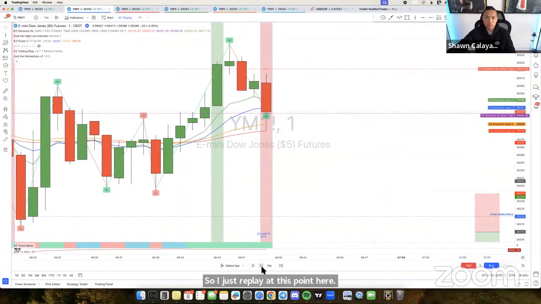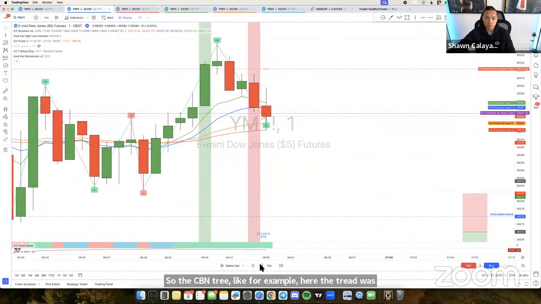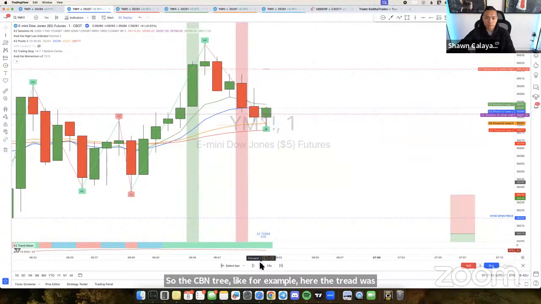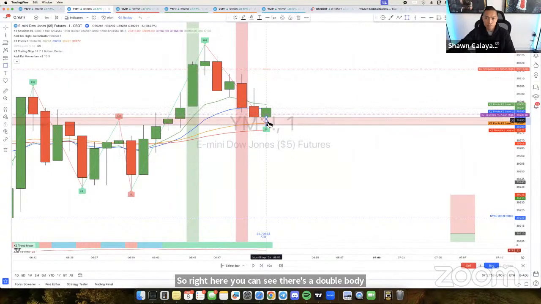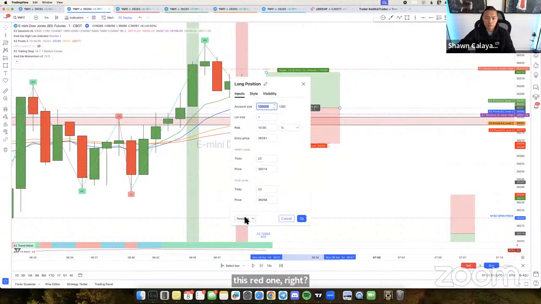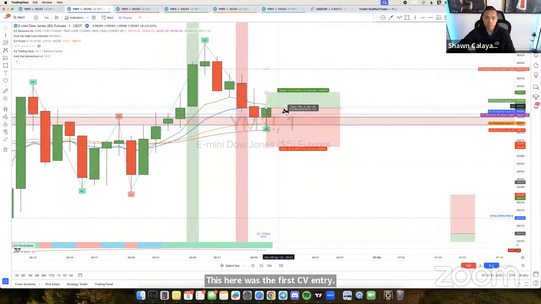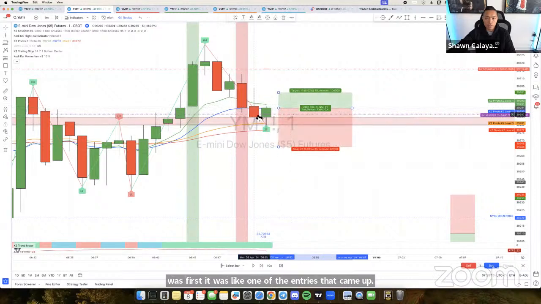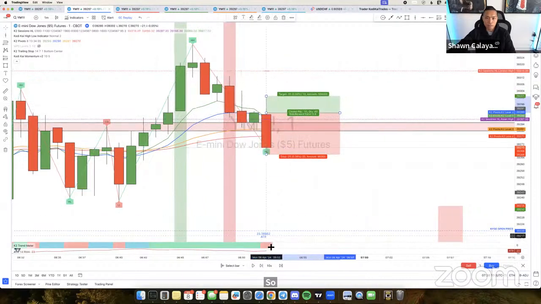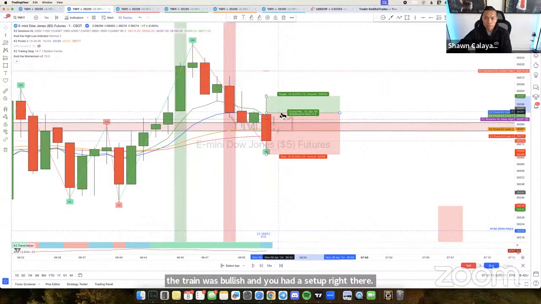So for the CV entry, for example here, the trend was bullish, and you're looking for the low here, followed by a green candle, like a smaller candle. So right here, you can see there's a double body rejection. You can see this green candle is smaller than this red one, right? This here was one of the entries that came up. So this is a CV entry for a buy because the trend was bullish, and you had a setup right there. Obviously this one hit full TP.